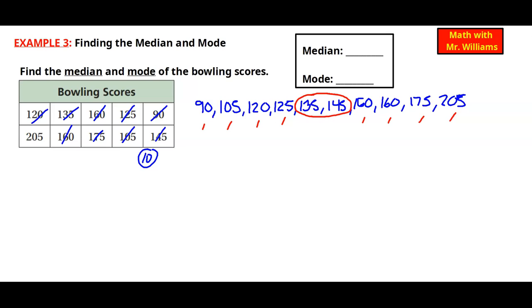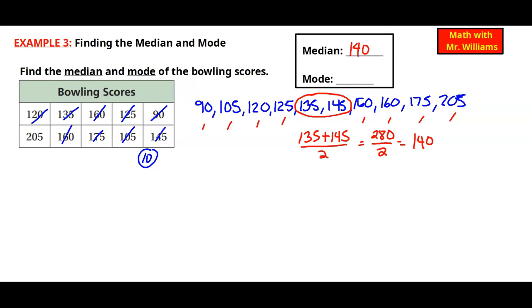Now to find that median, all we're going to do is add these up and divide by 2 to find the mean between them, or that middle number. So 135 plus 145 will give us 280. We're going to divide that by 2, giving us 140 for our median.